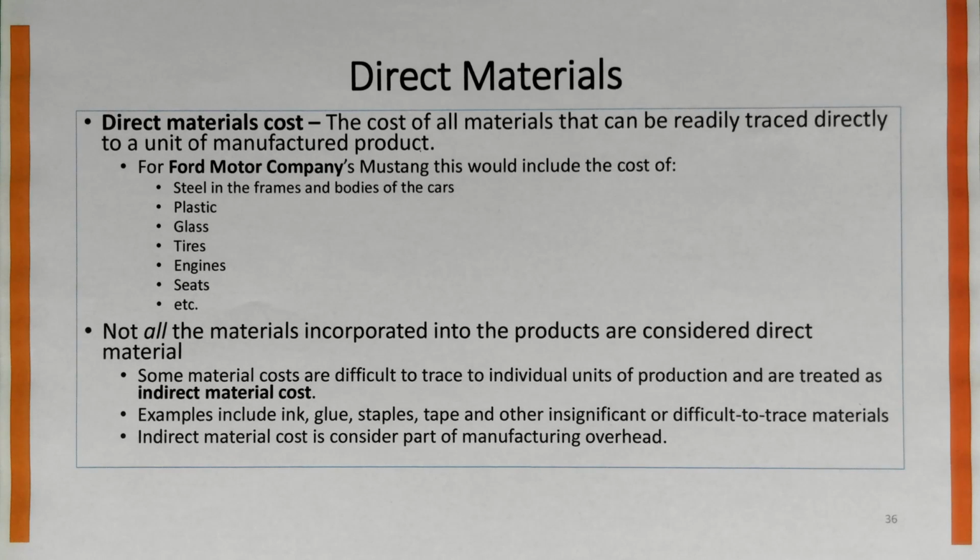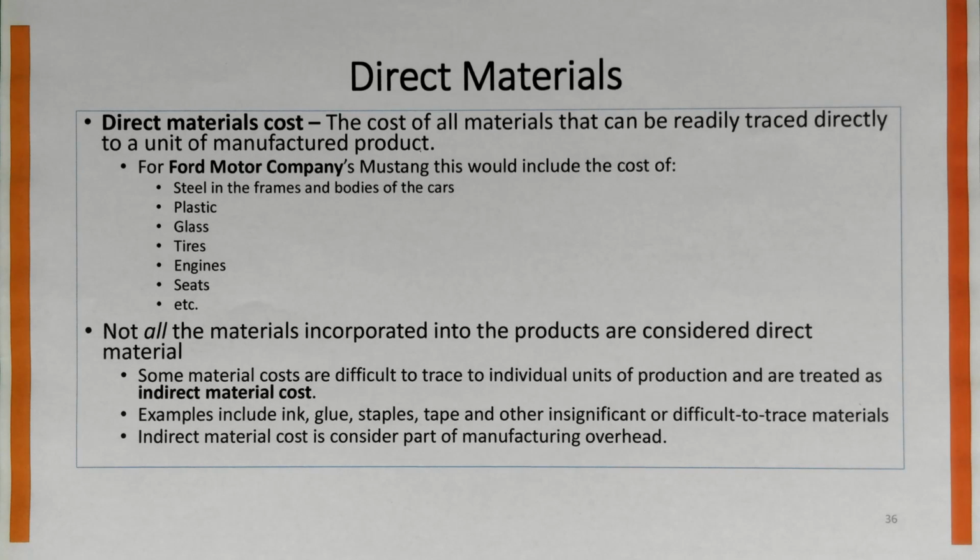Direct material costs are the costs that can readily be traced to a unit of manufactured product. For Ford Motor Company manufacturing automobiles, direct material would include steel in the frames and bodies, plastic, glass, tires, engines, seats, and more. Not all materials incorporated into the product are considered direct material.